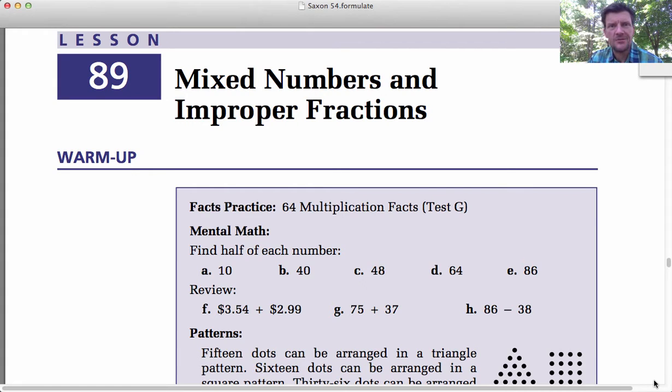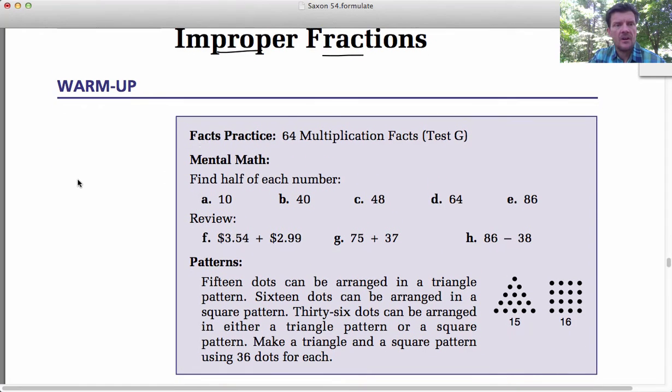Alright, welcome back to Saxon Math 54, and we are looking at Lesson 89. In Lesson 89, we're going to be talking about mixed numbers and improper fractions. Let's start here with our warm-up, and I would encourage you to spend a little time warming up using these problems here. I'm going to just talk briefly about the one that deals with patterns.